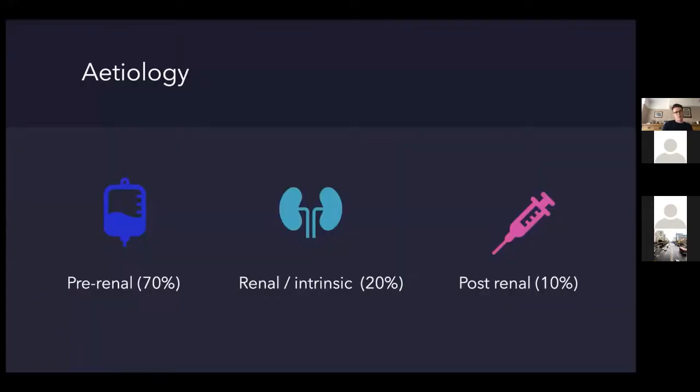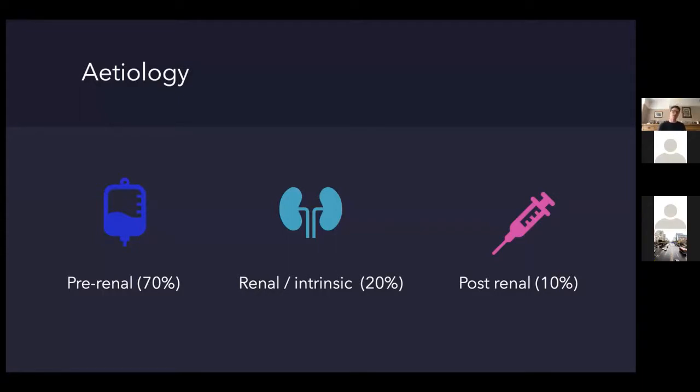Okay, so you can break AKI down into kind of 3 causes: pre-renal, renal, post-renal. I'm sure you're all familiar with that. In an OSCE situation, if you're asked the cause of AKI, and you start to say, well, there's pre-renal causes, renal causes, and post-renal causes, you've already passed the station. The examiner's kind of confident in your abilities.